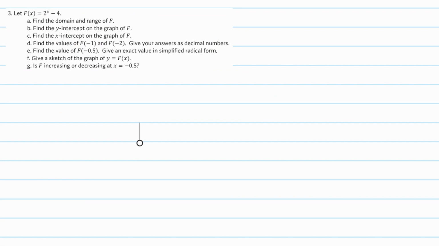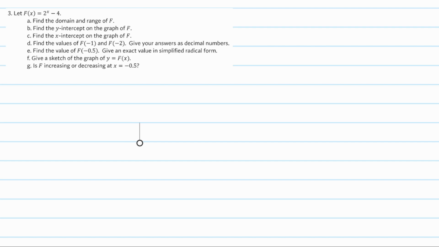All right, number 3 is a graphing problem, or something that's building up to a graph. We've got f of x equals 2 to the x minus 4. And we're going to find the domain, range, x-intercept, y-intercept, values of the function, some as decimal numbers, some in simplified radical form. That'll be nice. It'll be a chance to review what we learned in the last unit. Then we'll make a sketch. Oh, and then an increasing, decreasing question. I forgot to put that on there.